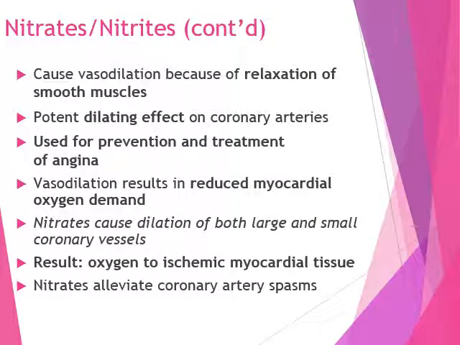They cause vasodilation, so everything opens up really quickly because of the relaxation of the smooth muscles. It's a potent dilating effect on the coronary arteries. It's used for prevention and treatment of angina. Vasodilation results in reduced myocardial oxygen demand. Nitrates cause dilation of both large and small coronary vessels. The result is more oxygen to the ischemic myocardial tissue, and the nitrates alleviate coronary artery spasms.